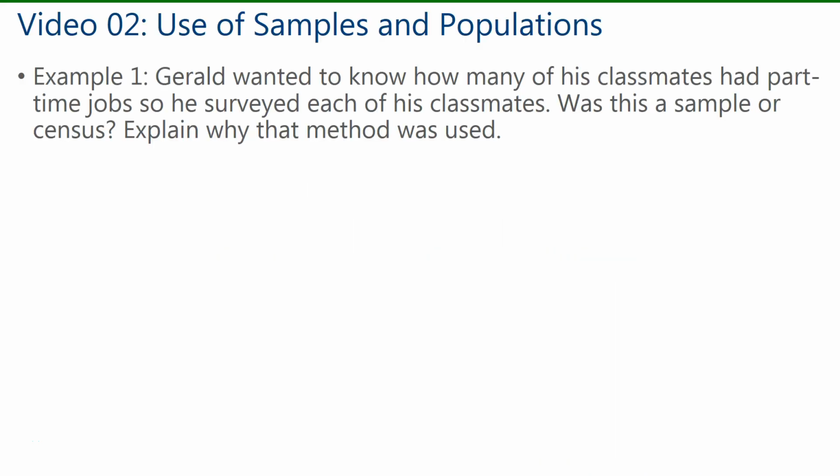Now example 1 says, Gerald wanted to know how many of his classmates had part-time jobs, so he surveyed each of his classmates. Now was this a sample or a census? And explain why that method was used. Now since Gerald surveyed each of his classmates, he surveyed everyone, then he conducted a census. So we'll say Gerald conducted a census since all of his classmates were surveyed.